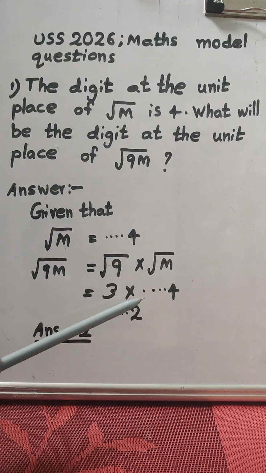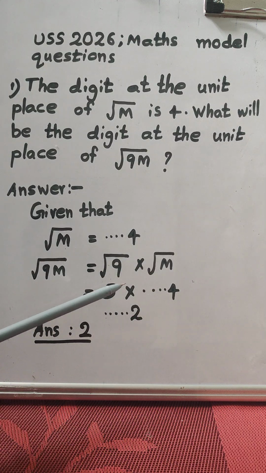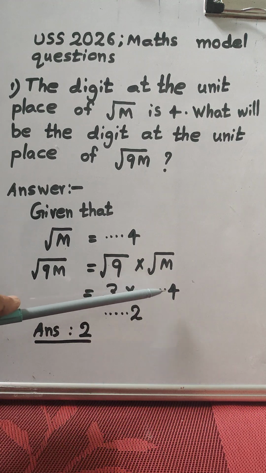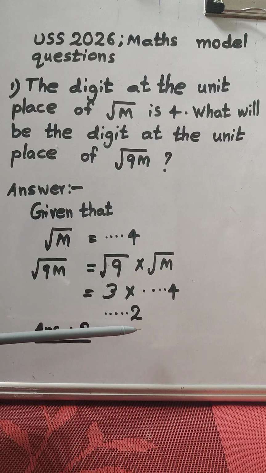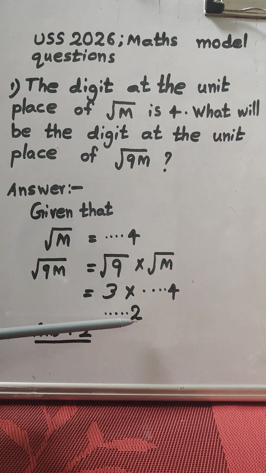So when we multiply this number, that is 3, and another number with the place value 1 is 4, we will get 3 into 4, 12. So the number 2 comes in the place of place value 1. So the answer is 2.